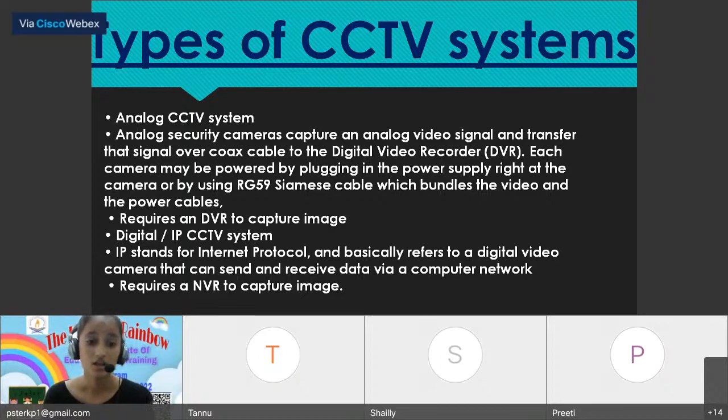Next, digital or IP CCTV system. IP stands for Internet Protocol and basically refers to a digital video camera that can send and receive data via a computer network. It requires an NVR to capture image. Here, analog CCTV system requires a DVR, whereas digital or IP CCTV system requires an NVR to capture image.